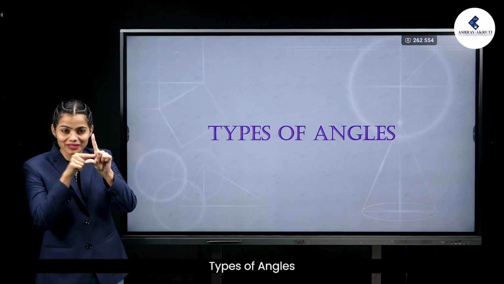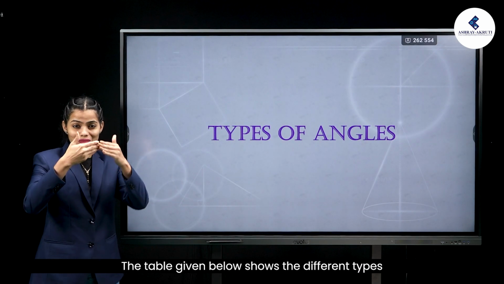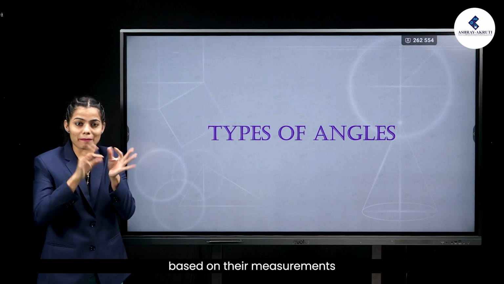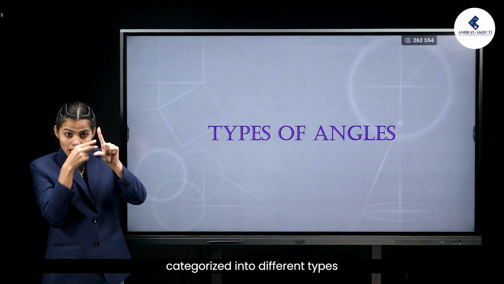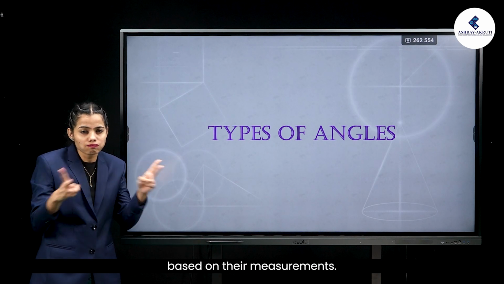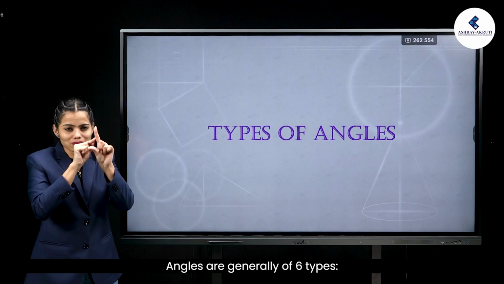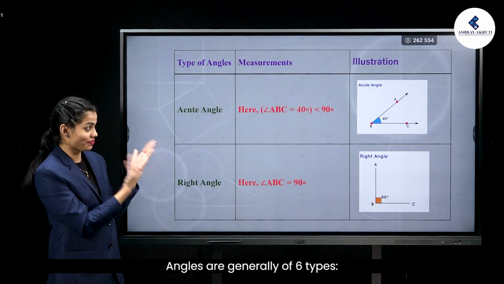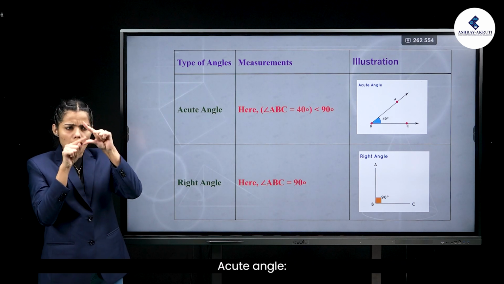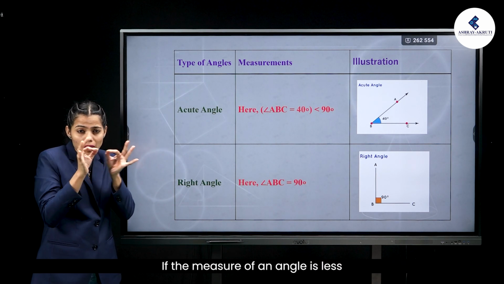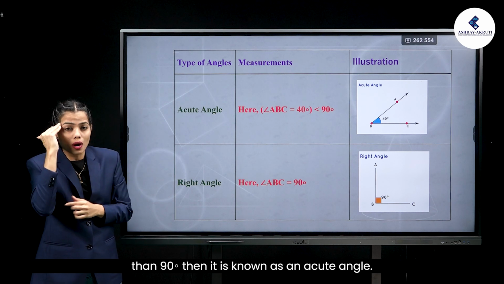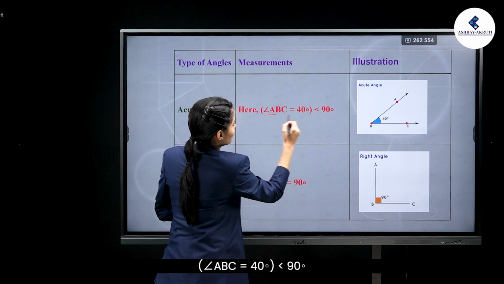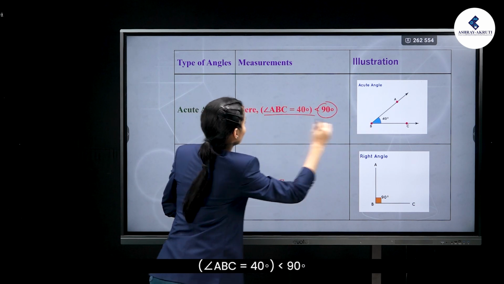Types of angles. The table given below shows the different types of angles that are categorized based on their measurements. Angles can be categorized into different types based on their measurements. Angles are generally of 6 types. Acute angle. If the measure of an angle is less than 90 degree, then it is known as an acute angle. Here angle ABC is equal to 40 degree, less than 90 degree.